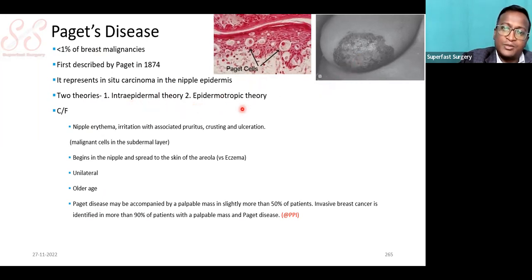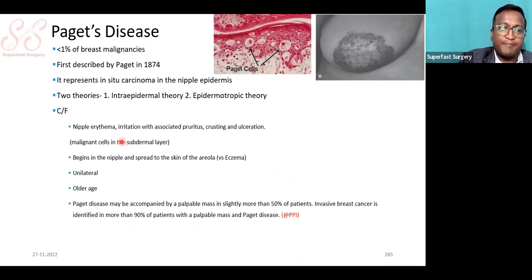Second is the epidermotropic theory, which means the tumor is inside the breast parenchyma and then goes into the epidermis. Usually in breast cancer it is the epidermotropic theory, but in case of CA vulva, it is the intraepidermal theory. Paget's disease is not only in the breast. It can be mammary or extramammary. Mammary is seen in the breast, and extramammary, most commonly, is vulva. So 80% is mammary Paget's and 20% is extramammary Paget's, which is CA vulva.